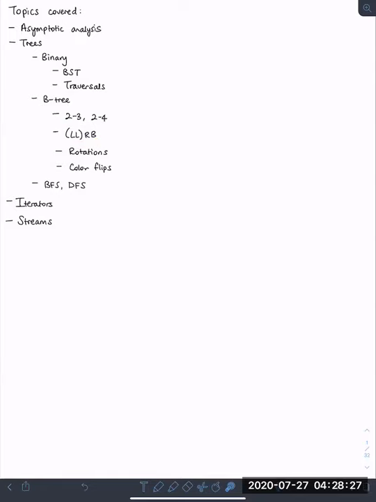left-leaning red-black trees. And then rotations and color flips corresponding to LLRBs, and then also BFS and DFS, which are traversals for more general graphs, trees. And then we also will be looking at iterators and streams.